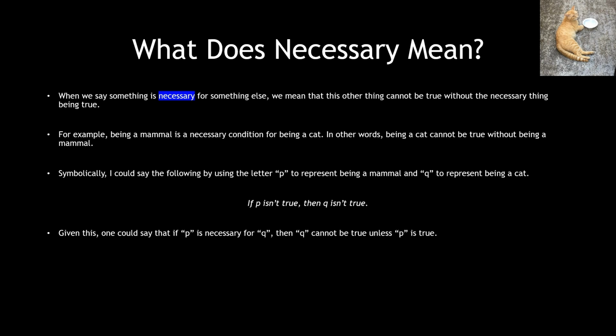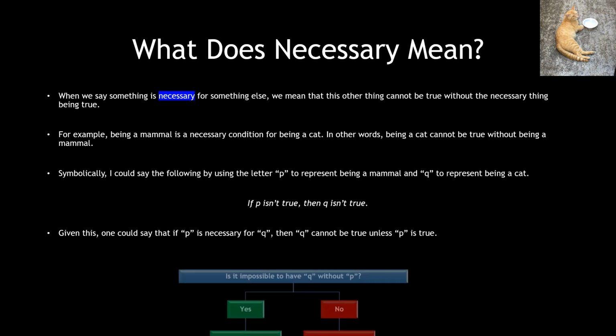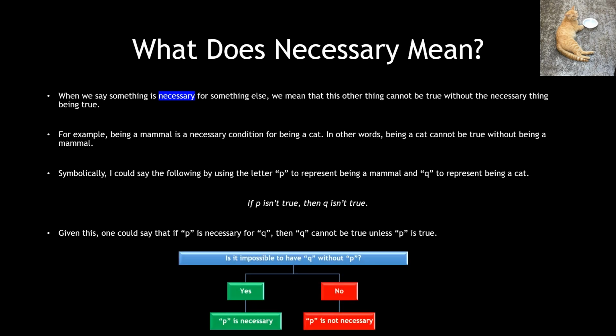Given this, one could say that if P is necessary for Q, then Q cannot be true unless P is true. A question one could ask themselves is this: is it impossible to have Q without P? If the answer is yes, then P is necessary. If not, then P is not necessary.